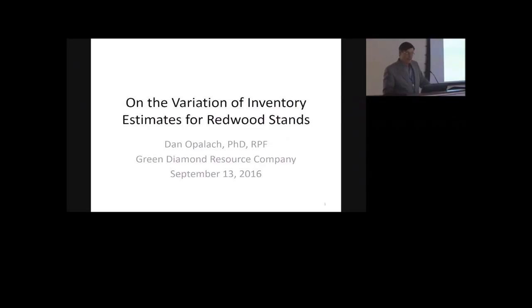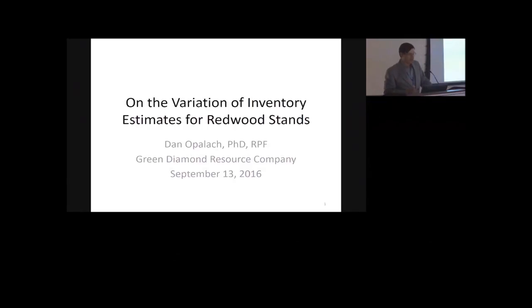Okay? We use variable plots at Green Diamond, and when you use variable plots, you have a lot of choices about subsampling your volume trees. There's a couple of different methods. One's called the volume plot count plot method. So on some plots, you measure all your trees for heights and get your volumes. Some plots, you just measure basal area.